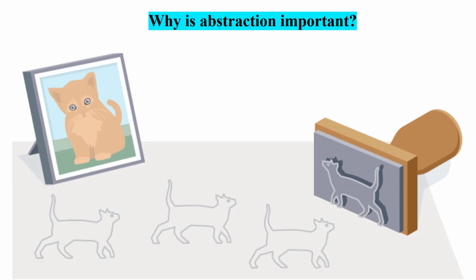With our cat example, if we didn't abstract, we might think that all cats have long tails and short fur. Having abstracted, we know that although cats have tails and fur, not all tails are long and not all fur is short. In this case, abstraction has helped us to form a clearer model of a cat.